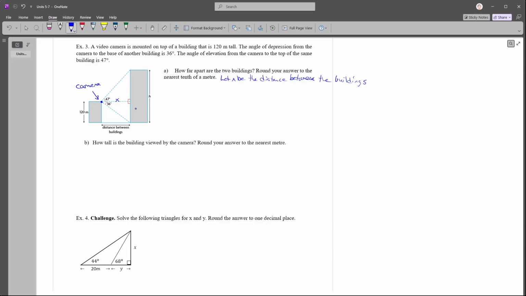Let's look at our bottom triangle because it's the first one that we got information from. Do we know any information here? We know that this small building is 120 meters and the camera is at the very top of that building and it goes down to the ground. That means that this 120 meters also applies to the side over here. This is 120 meters as well. Okay, so now we have a length and we have an angle. So with that information, that means that we can actually calculate our x value.